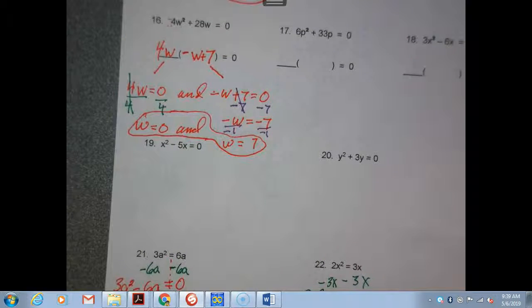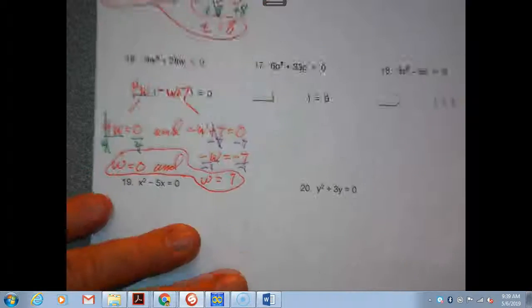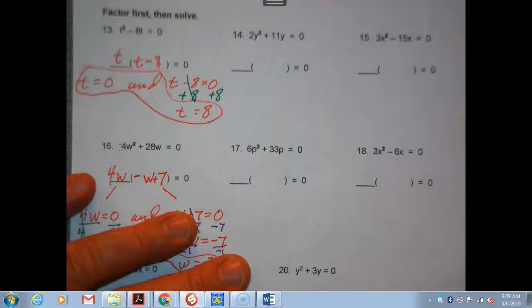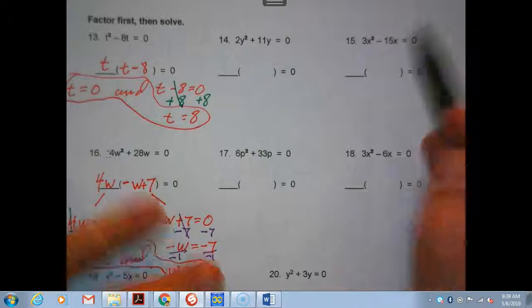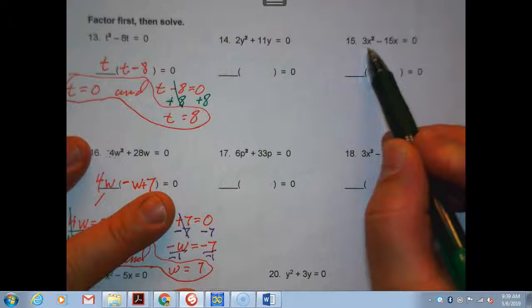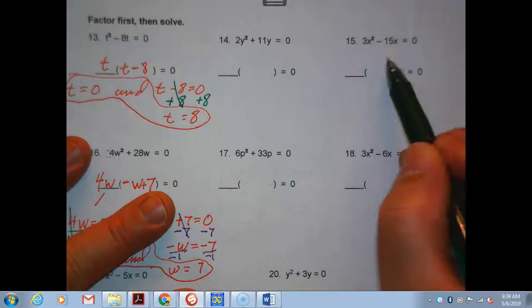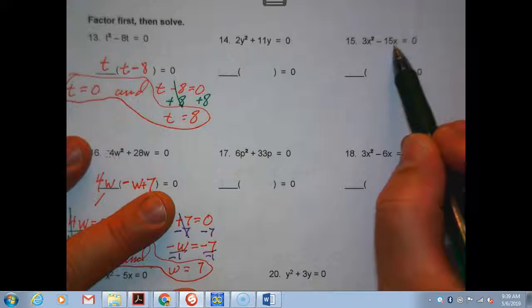Okay, let's do a couple on the back. Let's look at 15. This time I have to factor first. In this case, I'm factoring out a greatest common factor, GCF. So the first thing I have to do is factor. What could I take out of 3x squared and 15x at the same time?